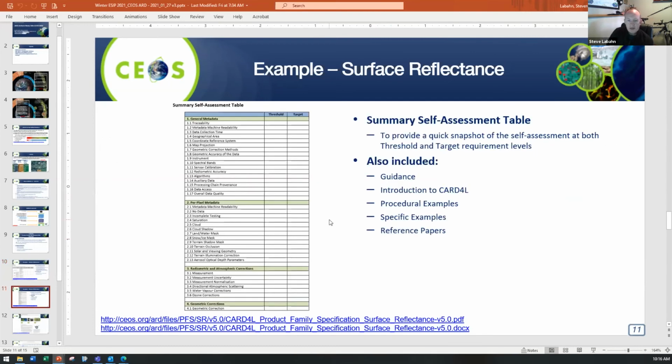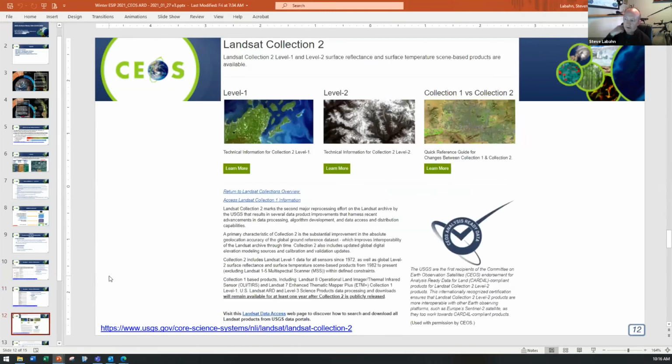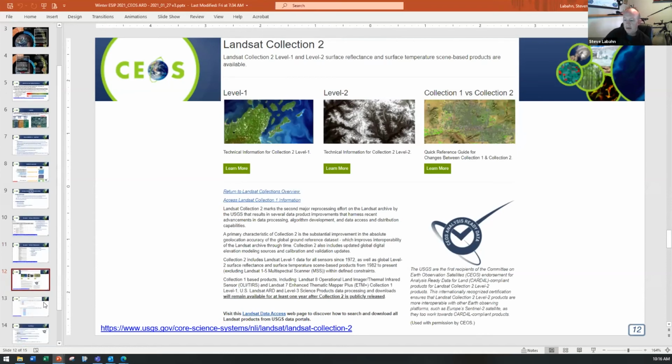At the end of these specifications, just a summary table. I just thought I'd show you this. This is a quick scorecard, really, to show where each threshold and each target level requirement have been met or not met. So far, I'm happy to say the USGS's Landsat Collection 2 product has gone through this process and has been deemed CARD 4L compliant. We've got this up on our website today.